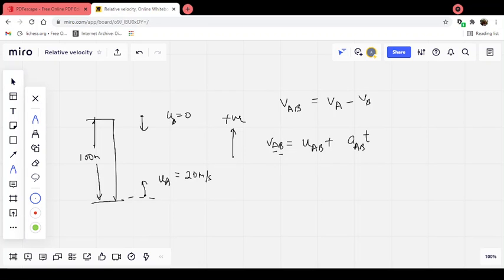Now let us talk about what is the relative acceleration of the two balls A and B. As we had guessed, both the balls have the same acceleration. That is, the acceleration of ball A is minus g, and the acceleration of ball B is also minus g. So this gives the relative acceleration of ball A with respect to B as 0. So the relative acceleration is 0, and this can be remembered in general.